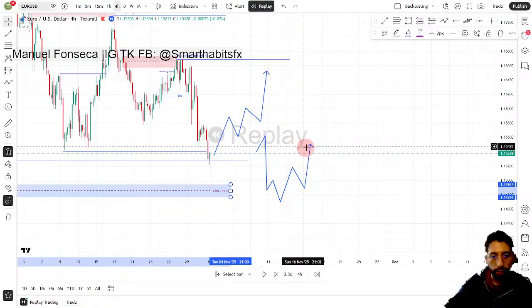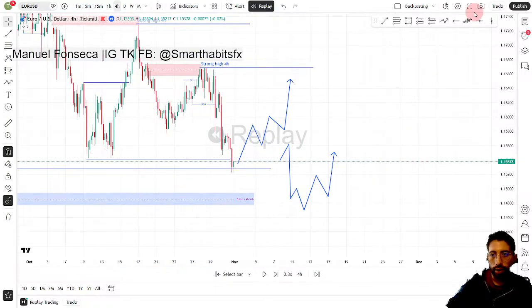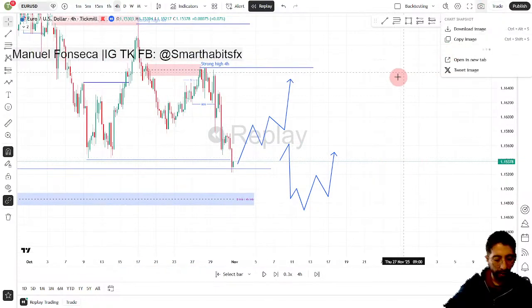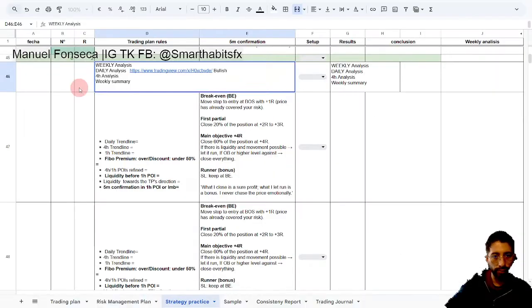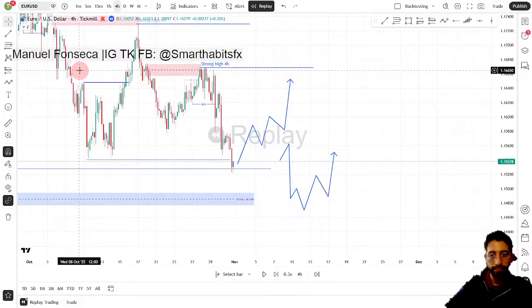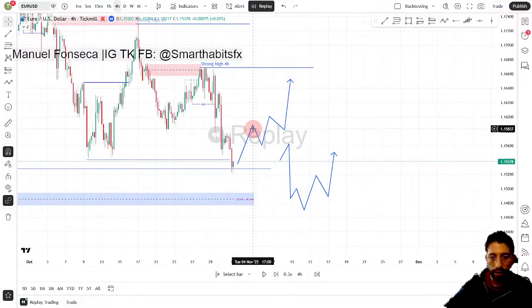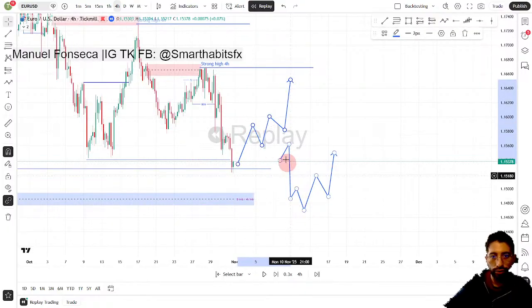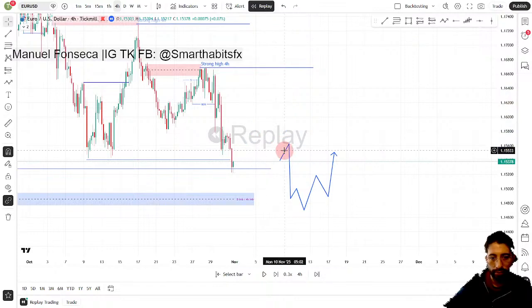So this is what we expect to happen on the 4-hour time frame, and that's what we actually do. We analyze, we think, we assume what the possibilities may be. Let's imagine that this is Sunday. Ideally, this is Sunday, right? And this is what I do every week beginning, and then during the week I just continue trading, right?